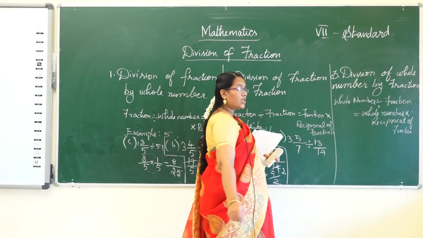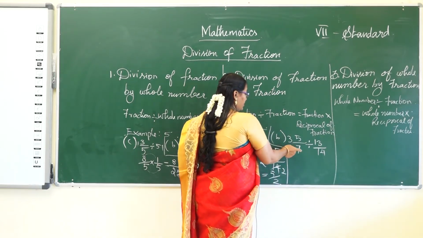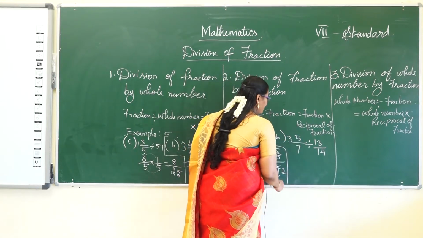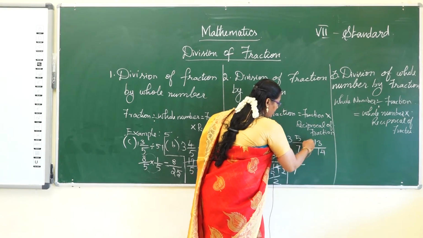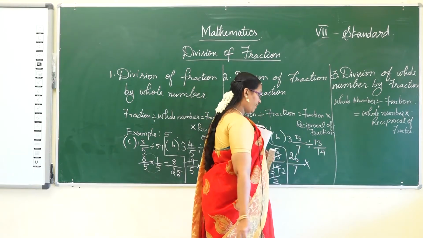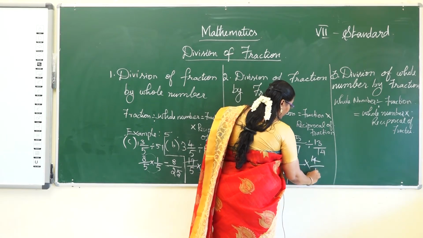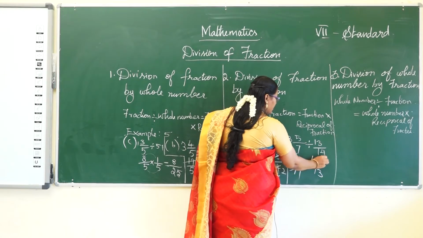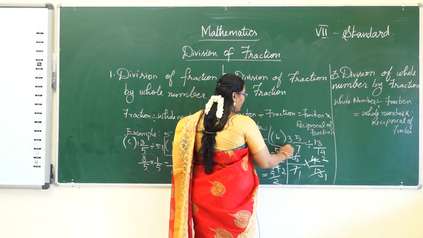Here a mixed fraction is given. You should change it to an improper fraction. So what is that? 7 3s are 21, 21 plus 5 is 26 by 7. So we multiply the fraction by the reciprocal of the fraction. What is the reciprocal here? 13 by 14. Okay. It cancels in the 7 table. 7 1s are 7, 7 2s are 14. 13 1s are 13, 13 2s are 26.